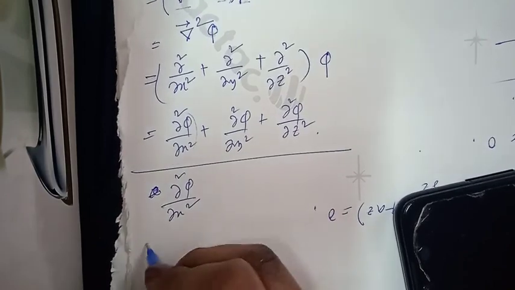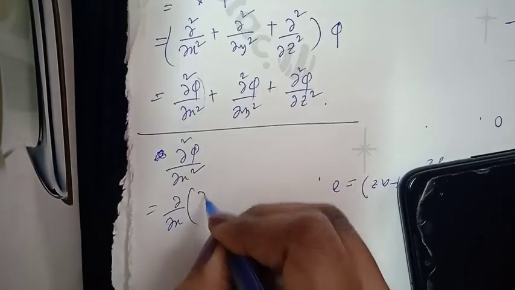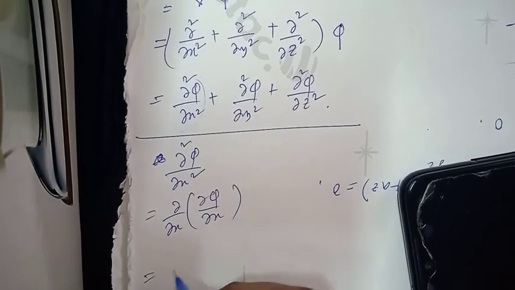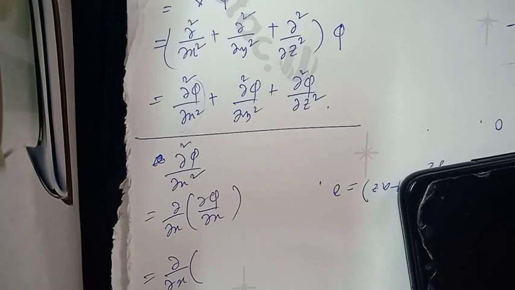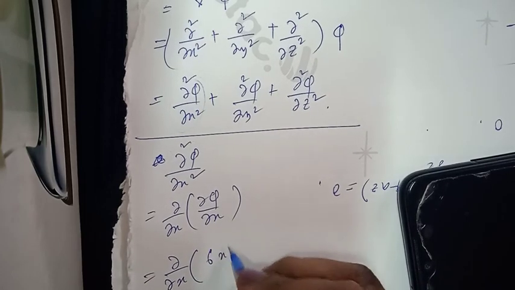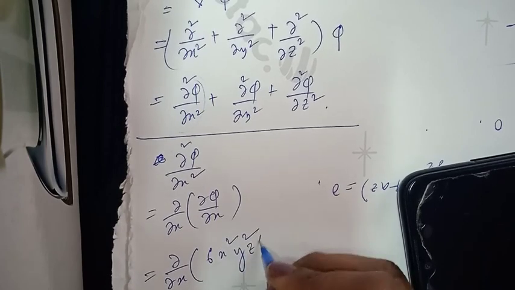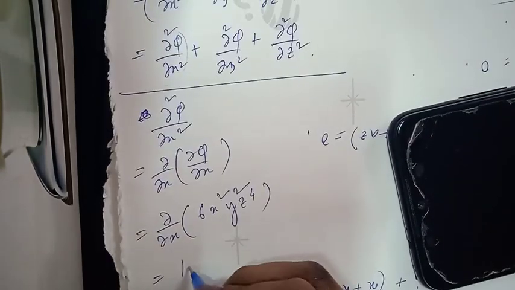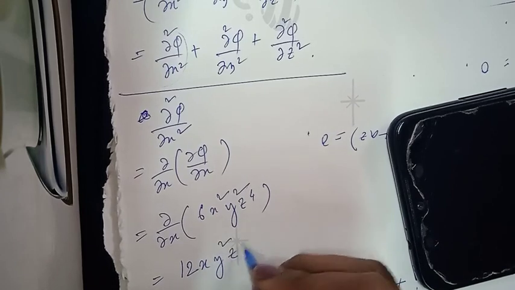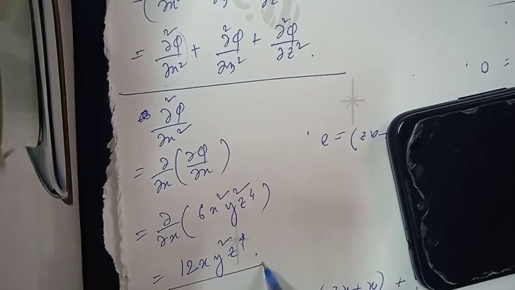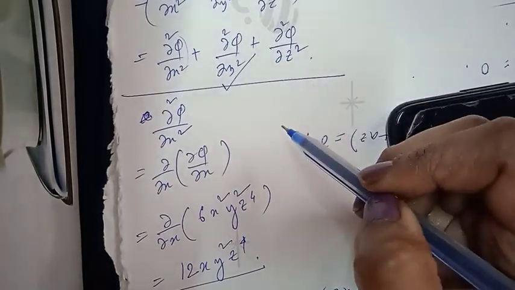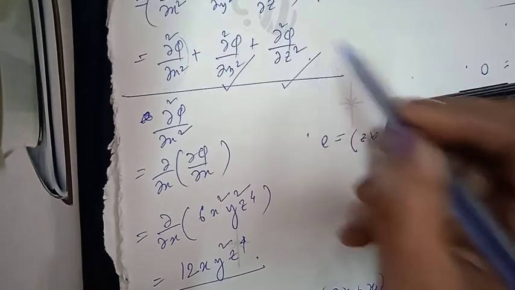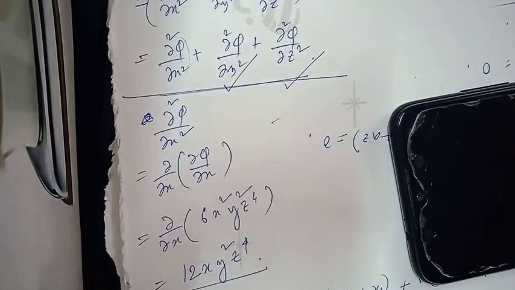Okay, del 2 phi del x2, that is del x of del phi del x, right? Put the value, that was 2x cube y square z to the power 4. So after differentiating we will get 6x square y square z to the power 4. Again, 12x y square z to the power 4. This is the value of del 2 phi del x2. Similarly, you need to calculate the value of del 2 phi del y2, del 2 phi del z2, then find their sum, you will get the answer. Okay.